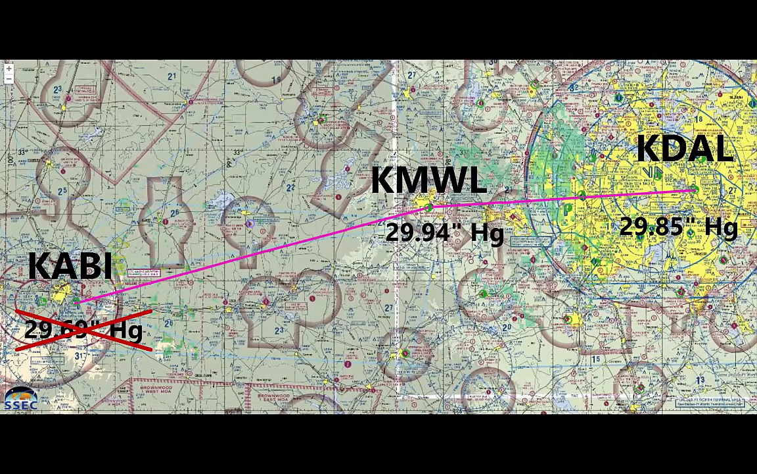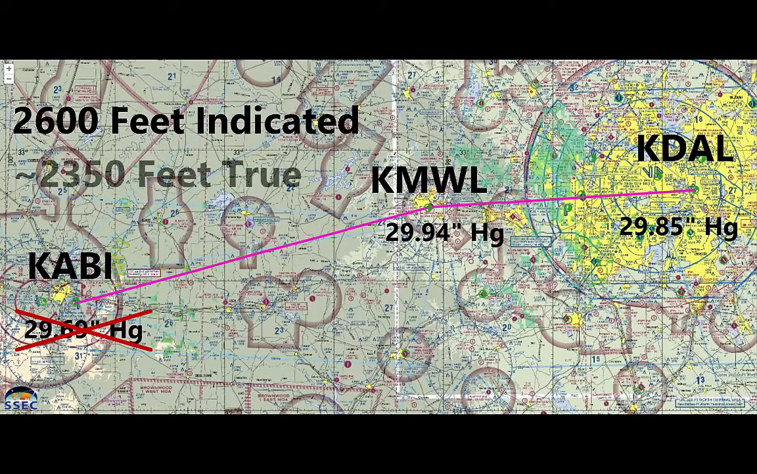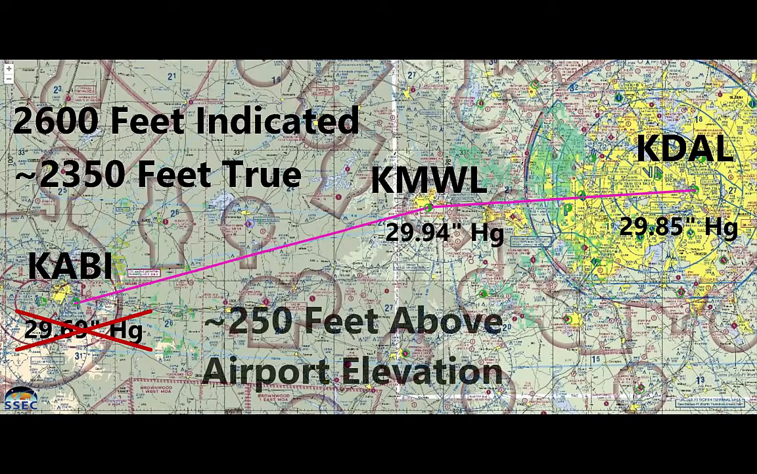When entering the Abilene traffic pattern at an indicated altitude of 2,600 feet, the aircraft would be approximately 250 feet below the proper traffic pattern altitude. Upon landing, the altimeter would indicate approximately 250 feet higher than the field elevation.